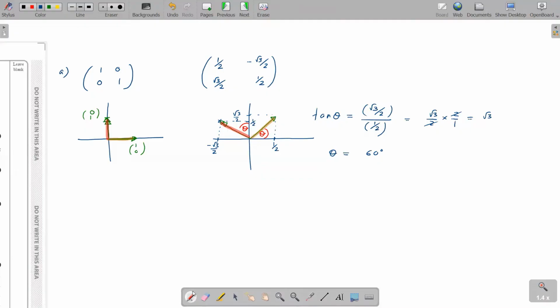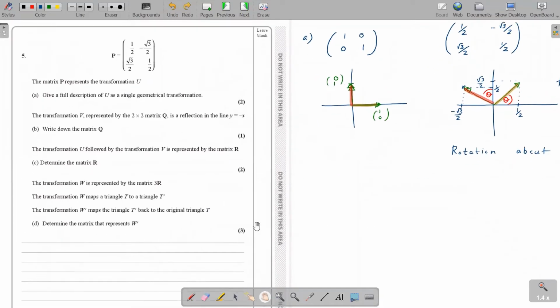Anyway, in this case, I only have a rotation. So you can say this is a rotation about O, or about 0, 0, a 60 degree rotation anti-clockwise. Is this clear? Okay, then let's move to the next part.